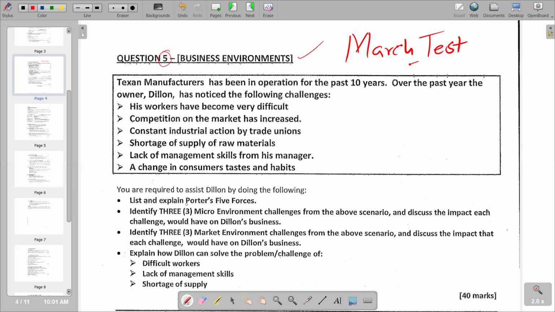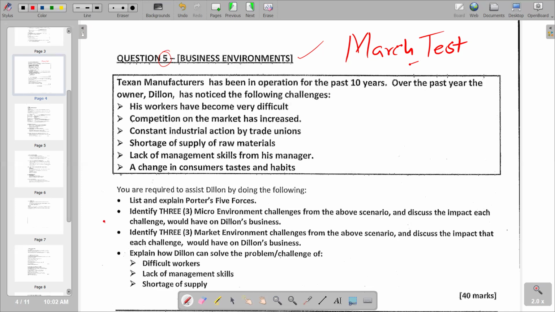First point, list and explain Porter's five forces. That's the first point that we have. And obviously, we have other points that are the requirements of the question. So basically, this is going to constitute our main point. Remember the layout of our essay: we are going to start with our introduction, then from the introduction, we go to the main body, then finally, we sum it up with the conclusion.